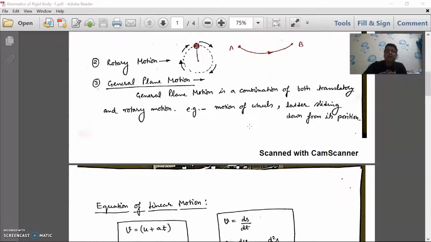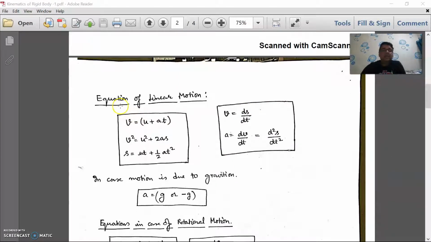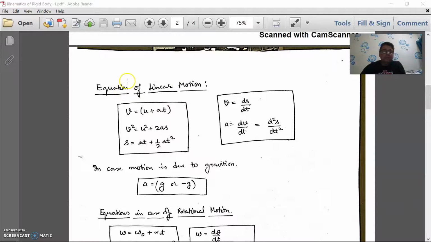Okay, let us see some equations of it. These are very easy equations that you already know. Equations of linear motion: one is v is equal to u plus at, then v square is equal to u square plus twice as, then s is equal to ut plus half at square, right?